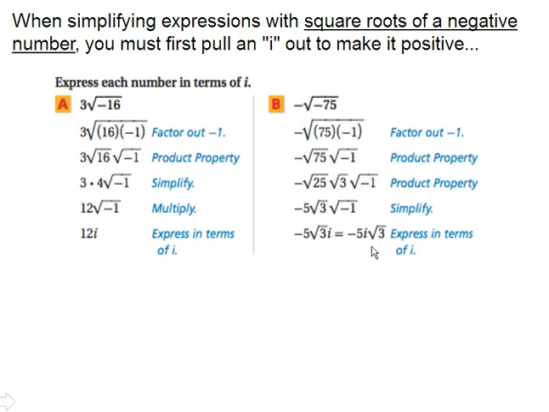-5 times the square root of 3 i. A couple different ways you can write that. Typically, you'll see it like this, -5i times the square root of 3. So you have to be able to deal with imaginary numbers every once in a while, and that's how you do that, and that's where they come from, the square root of a negative number.